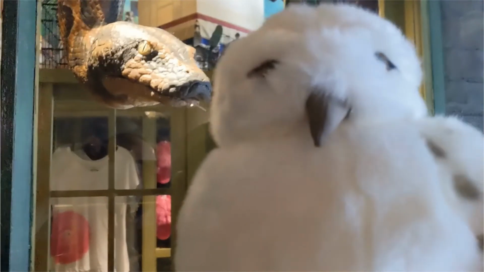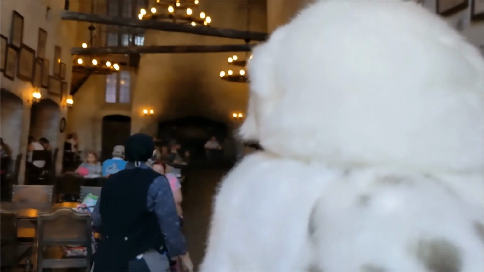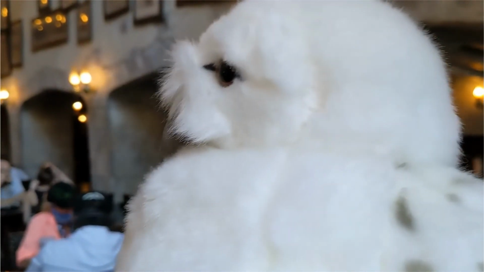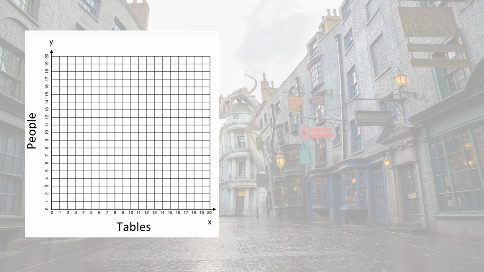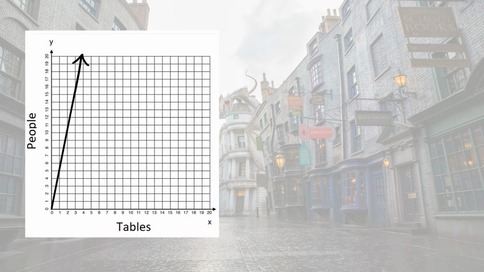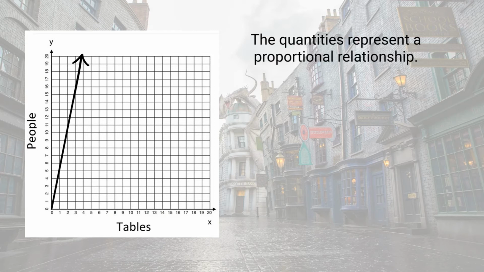Best to get moving. It's time for lunch, and Hedwig wants to grab a bite to eat, but he's very concerned about the social distancing. So he makes a graph to represent the number of people and tables inside the Leaky Cauldron. Since his graph is a straight line that goes through the origin, it represents a proportional relationship.